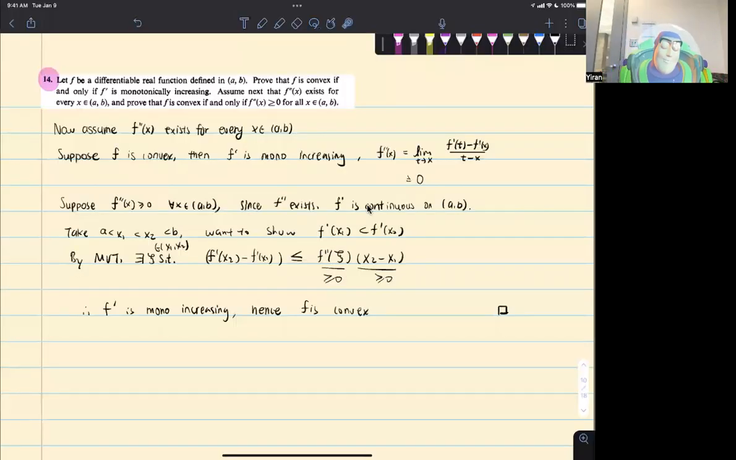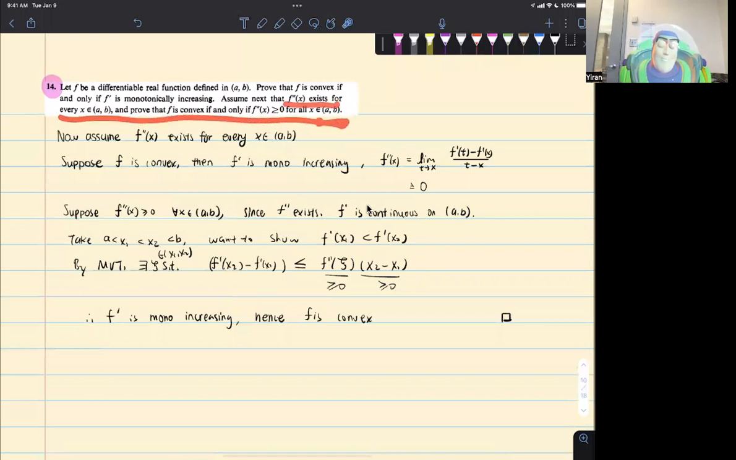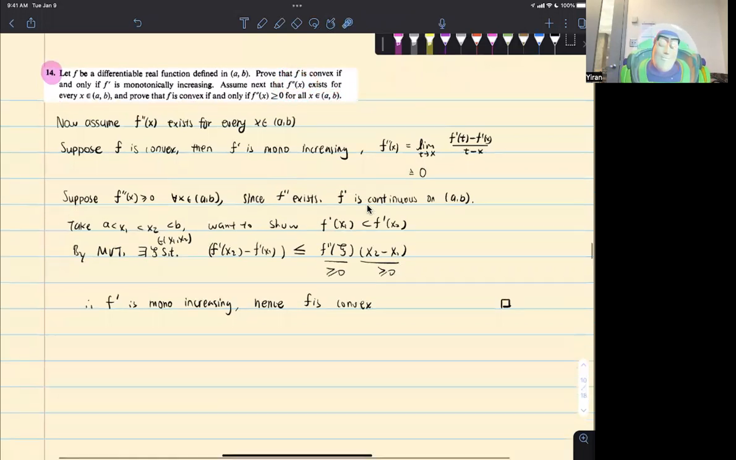And I forgot to mention there's a second part of this proof, which is to prove this, but it is very trivial because using the mean value theorem, we can show that this is larger or equal than 0 if and only if f prime is monotonically increasing, which implies the convexity, and vice versa. So we're done with this proof.